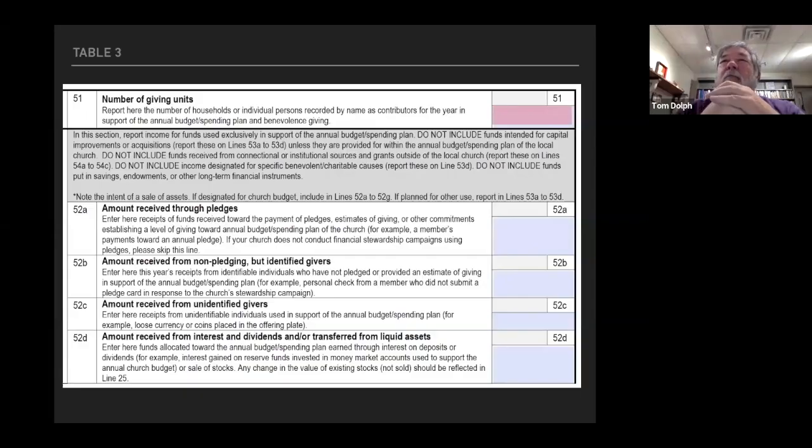Sometimes it can be determined by the number of pledges, but sometimes you have regular givers who don't pledge. So what you are looking for is the number of people whom you can pretty much count on giving every week, every other week, every month, every quarter. Your regular givers, how many in total is that?